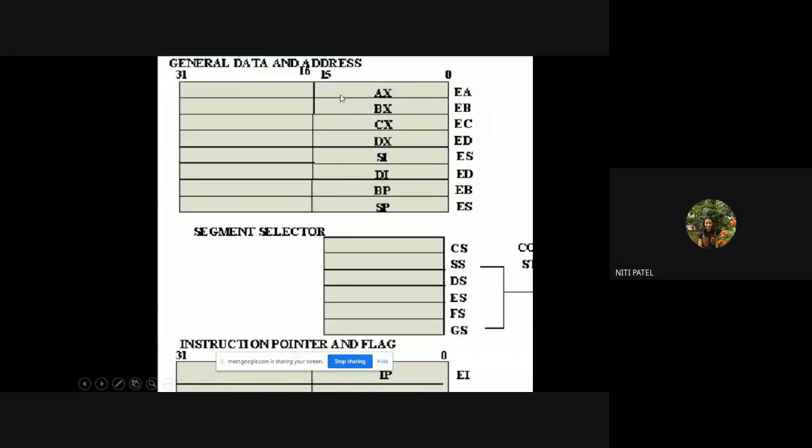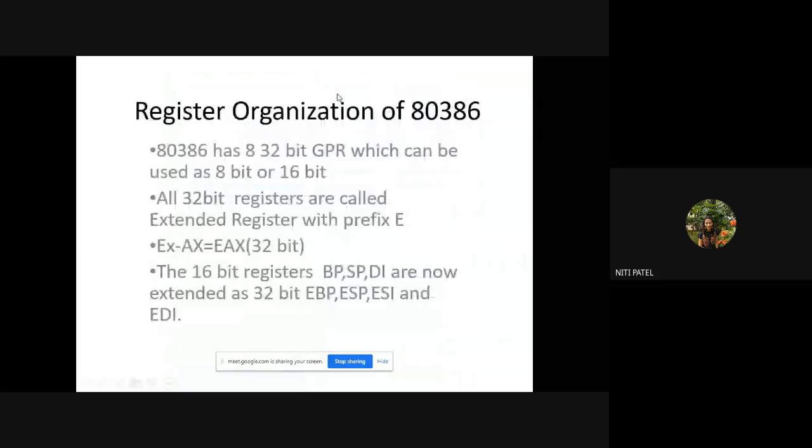So this AX is of 16 bits and these bits are another 16. So it can be used as two 16-bit registers. Two 16-bit registers are nothing but one 32-bit register. Okay. So as it is written over here, it can be used as 8-bit or 16-bit. But how? Two 16 bits used together will form 32 bits.